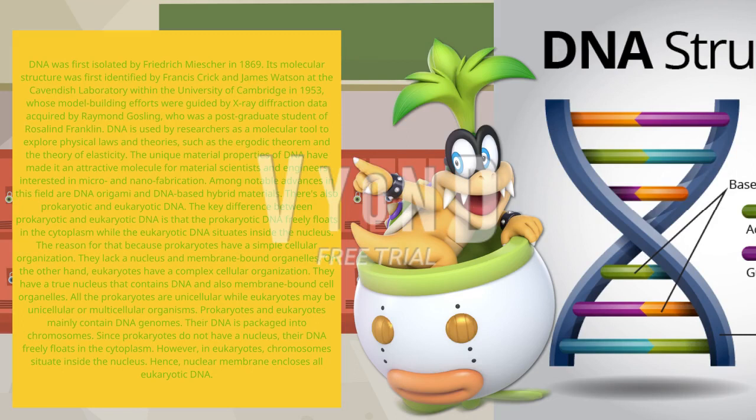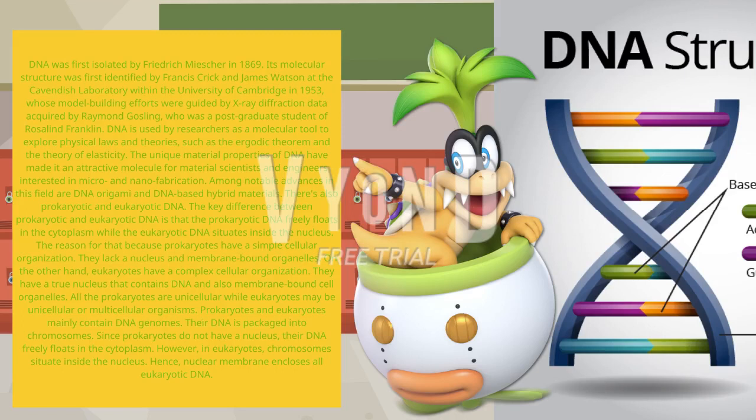There's also prokaryotic and eukaryotic DNA. The key difference between prokaryotic and eukaryotic DNA is that the prokaryotic DNA freely floats in the cytoplasm while the eukaryotic DNA situates inside the nucleus. The reason for that is because prokaryotes have a simple cellular organization. They lack a nucleus and membrane-bound organelles. On the other hand, eukaryotes have a complex cellular organization. They have a true nucleus that contains DNA and also membrane-bound cell organelles. All the prokaryotes are unicellular while eukaryotes may be unicellular or multicellular organisms.